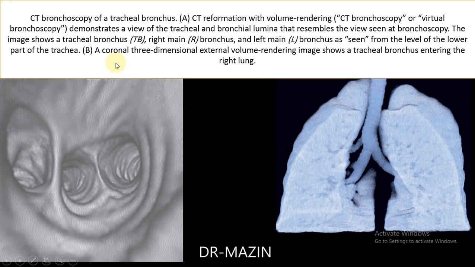Also, this is the CT bronchoscopy of the tracheal bronchus. This is CT reconstruction with volume rendered CT bronchoscopy, or virtual bronchoscopy, and this demonstrates the trachea and the bronchial lumina, resembling the view seen in bronchoscopy. And this image shows here the tracheal bronchus, and this is the carina, and this is the right, and this is the left. Okay, this is the coronal 3D external volume rendering image, showing also the tracheal bronchus entering the right lung.